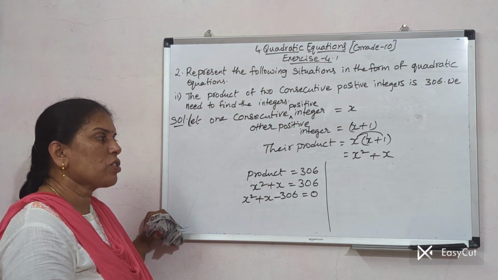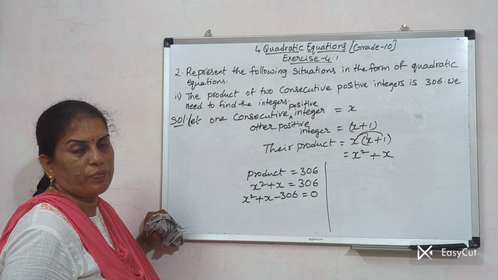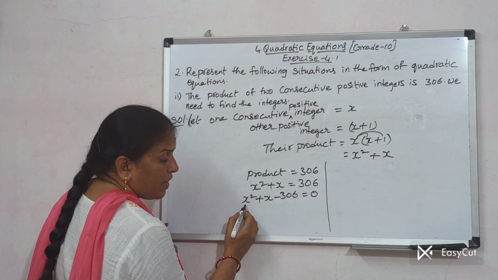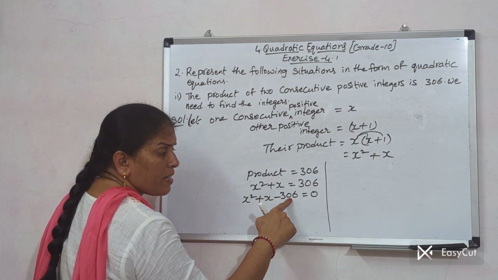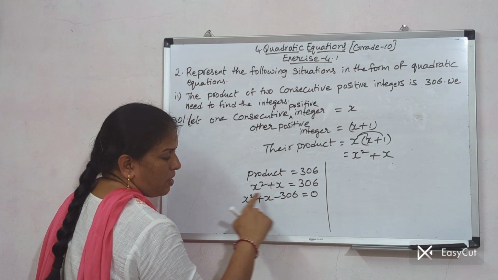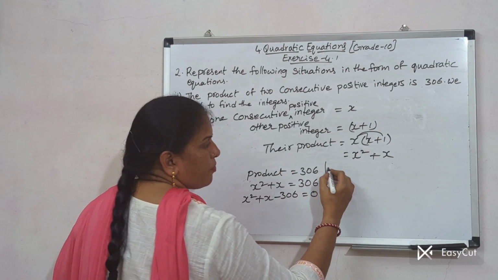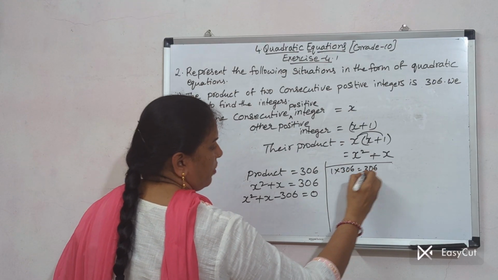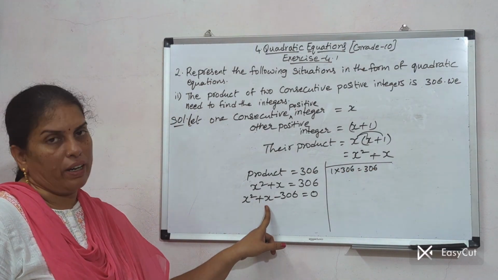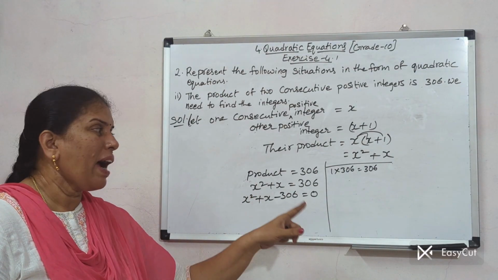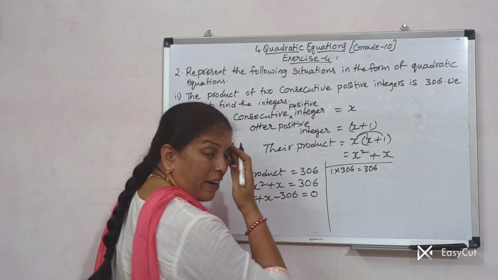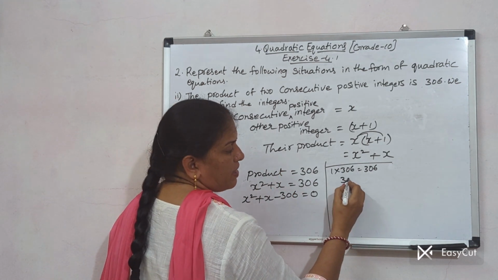Now we must find the factors. How to find the factors? What is the coefficient of x square? 1. What is the constant? 306. 1 into 306 is 306 only. What is the middle term? 1. If we add or subtract the two factors, we must get 1 as the answer. I told you that we can find them by the prime factorization method.